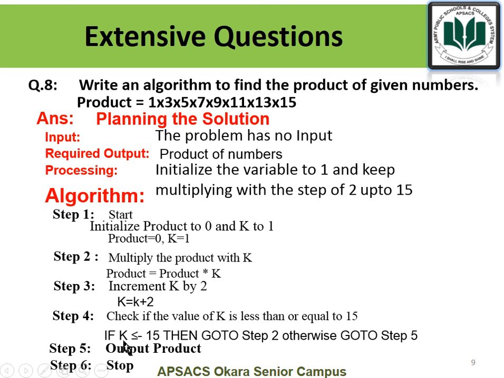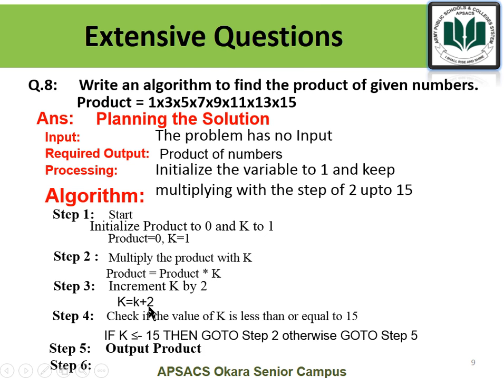So let me explain the algorithm. First of all, you will take the product 0 and k to 1. 0 multiplied by 1 is 1, so the answer of product will be 1. Now the value of k will be incremented by 2, so the value of k becomes 3. 1 plus 2 is 3. Now the value of k is 3 and the value of product is 1. 1 multiplied by 3, then the answer will be 3.